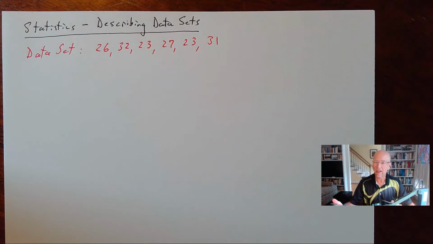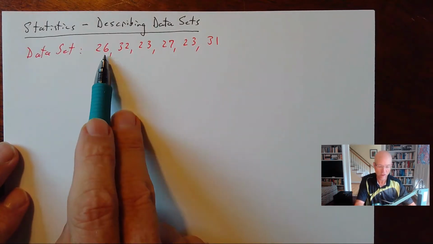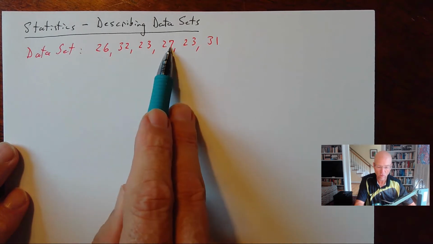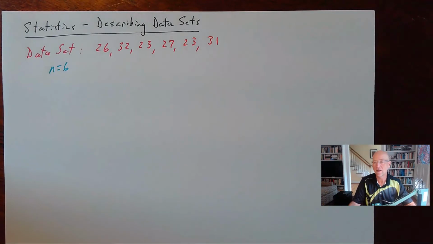Specifically, we've got a data set, a set of numbers, and we need to describe the data set. So working with the data set, we're going to use a very small data set here to illustrate some important principles. 1, 2, 3, 4, 5, 6. So n equals 6. We'll use n to refer to how many scores there are in the data set.